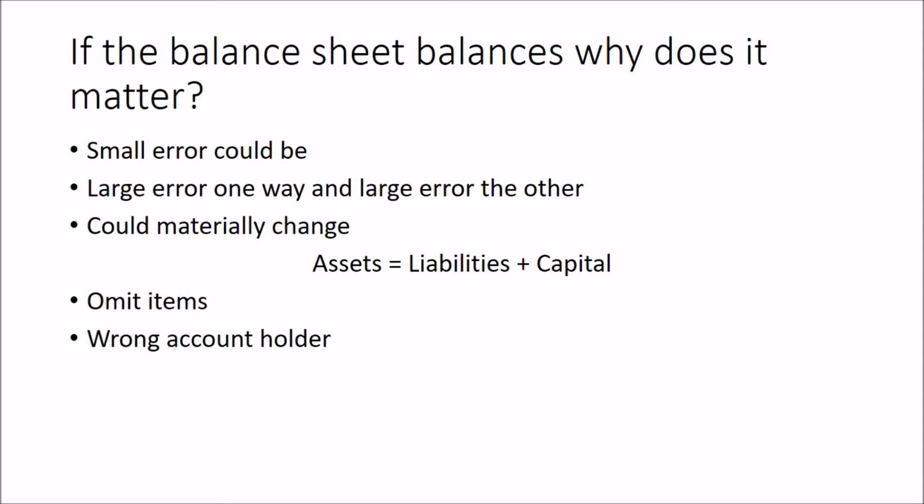So a small error in the trial balance, even if it's really small, so what does it matter? It's only a couple of pounds. Could be a large error one way, could be a large error the other. Or alternatively, the balance sheet might perfectly balance, but we've still got a really large error one way and a perfectly offsetting error the other way. So there's a compensating error. So we could have a big error in there that could actually mean that our accounts are distorted. Our posting could actually materially change the assets equals liabilities plus capital figures.